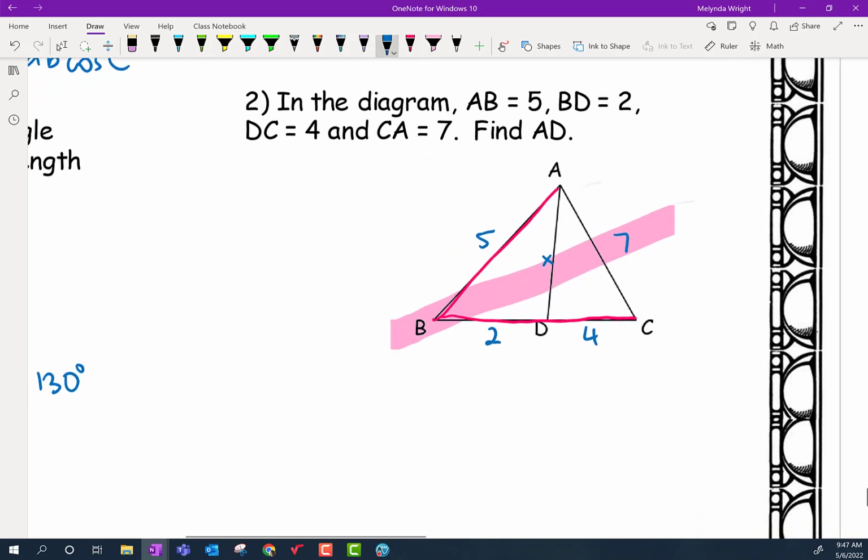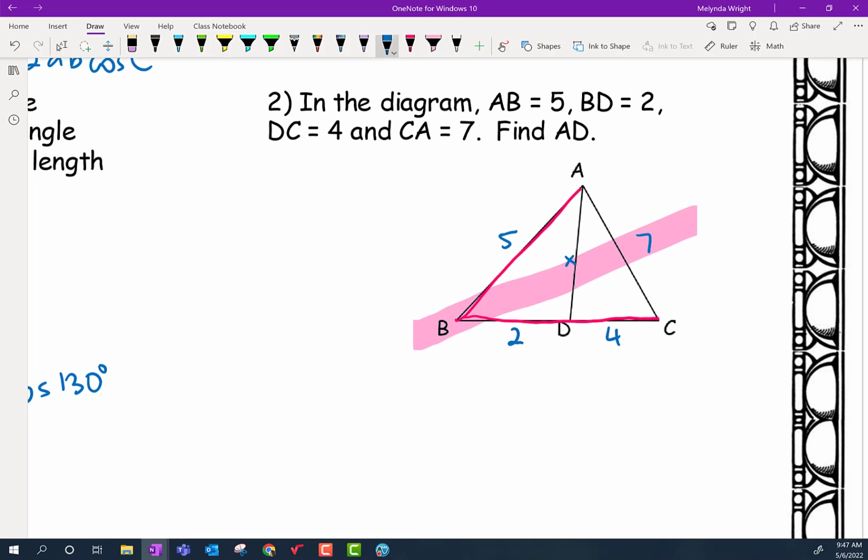So let's set up our formula. I have 7 squared equals 5 squared. Now we need this whole side. It's not 2 or 4, we actually have to add those together. It's going to be 6 squared because we're doing the big triangle, right? So plus 6 squared minus 2 times 5 times 6 cosine of angle B. Now this is a little different one than we worked on in the first problem.